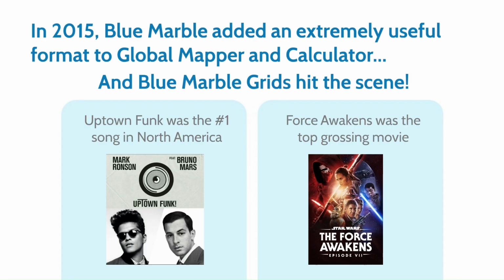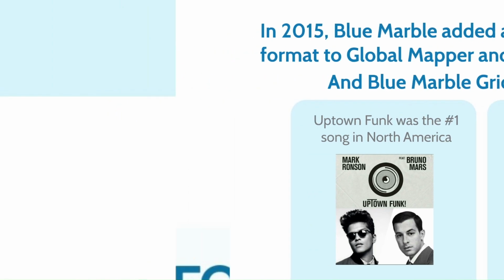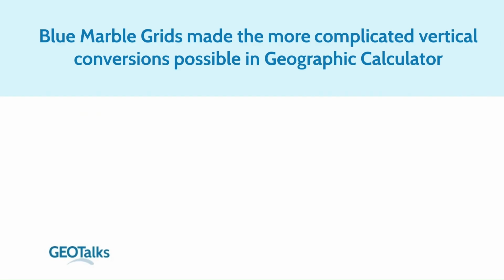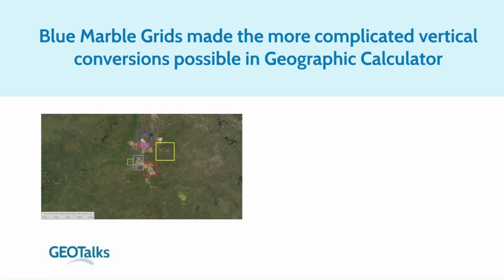That's right. Blue Marble Grids allowed us to do everything we wanted to do in Calculator because Blue Marble Grids made the more complicated vertical conversions possible in Geographic Calculator. See, some of those older custom coordinate systems had a vertical component that was pretty tricky because it wasn't a simple offset, and it wasn't a simple offset and slope. It was a little more complicated than that. And we had trouble customizing Calculator until the grids came out. And once the grids came out, then all of a sudden we could do 3D conversions for everything at Suncor.